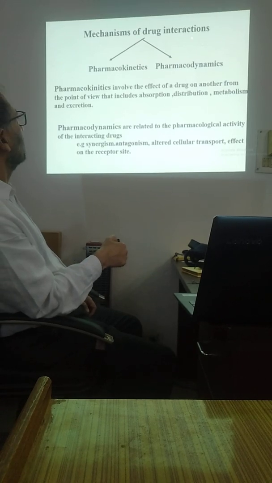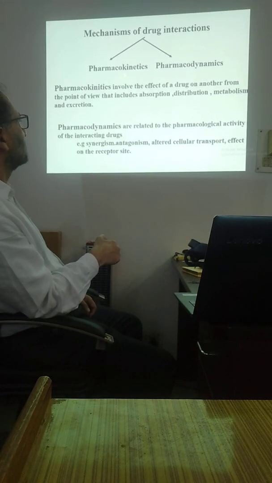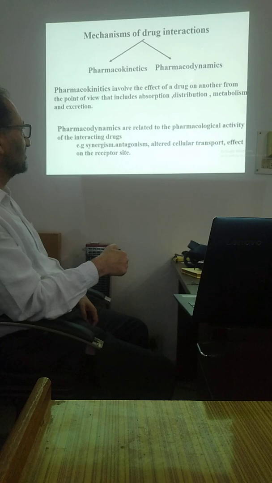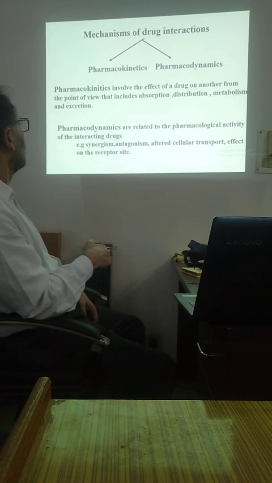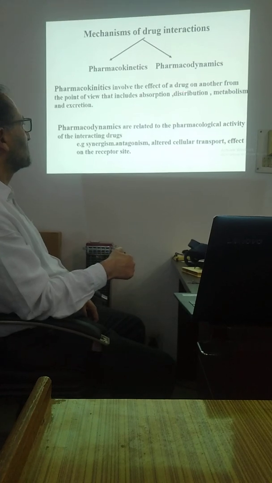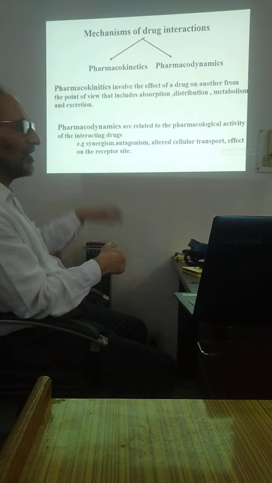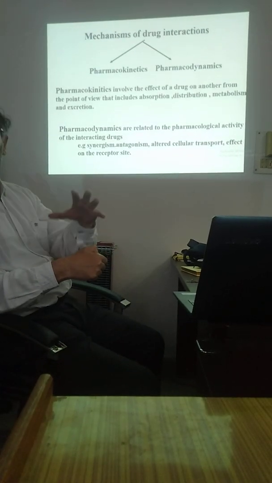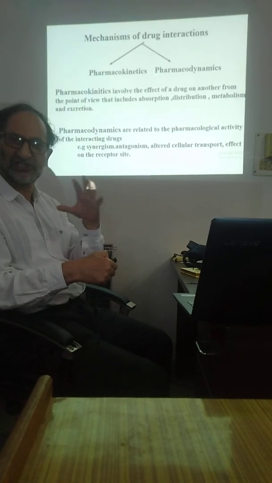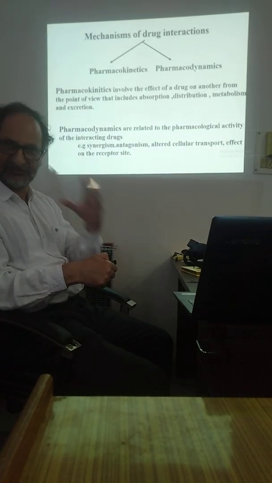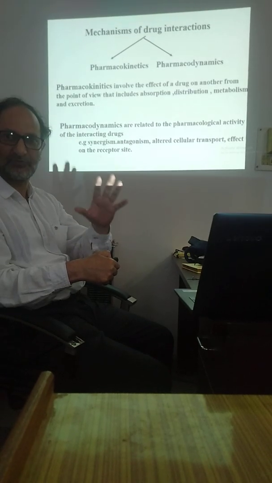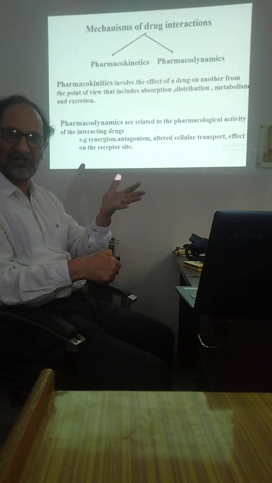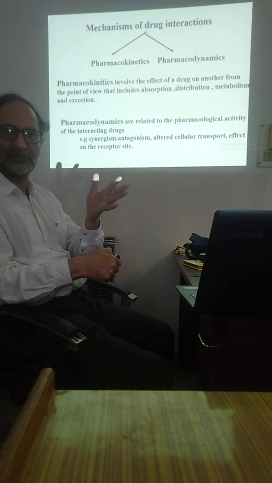Now the mechanisms of the drug interaction: we have pharmacokinetic interaction and we have pharmacodynamic interaction. Pharmacokinetics involves the effect of one drug on another from the point of view that includes absorption, distribution, metabolism, excretion. So the pharmacokinetic interaction brings about a change in the absorption or the distribution or the metabolism or the excretion. So these ADME you should remember: absorption, distribution, metabolism, excretion, where there is a change when two drugs or more than two drugs interact.